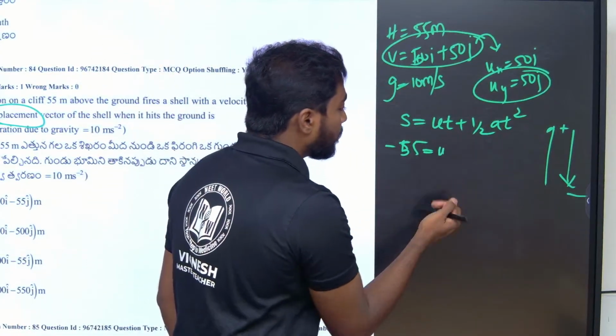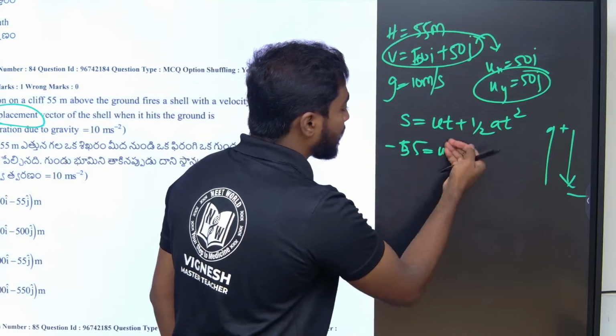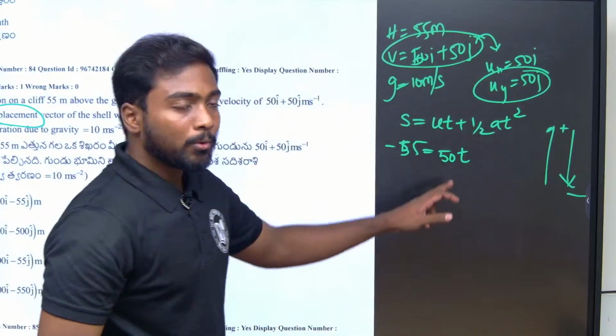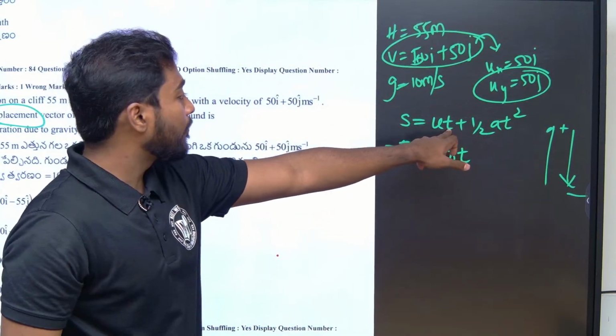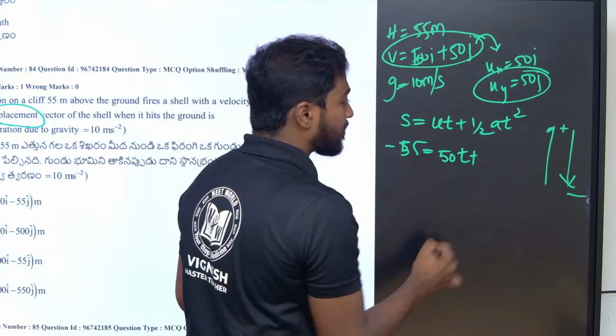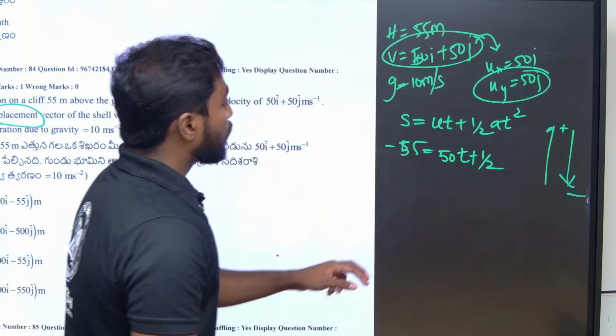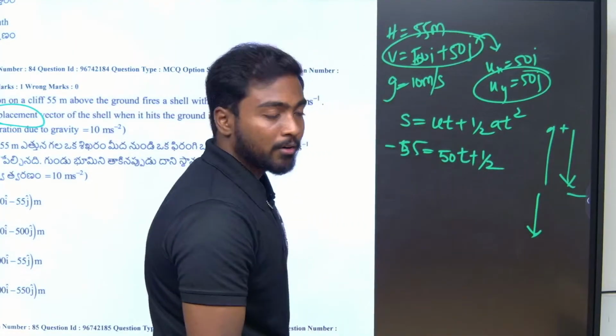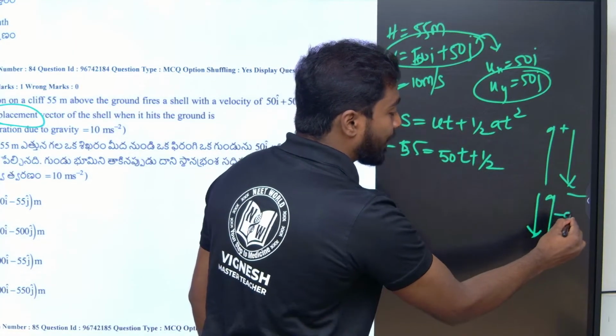So uy, I will write it here, that is 50j, 50 into t. I don't know the value of the variable t, so I will keep it as it is, plus half into. I am throwing the stone upward, and gravity is always acting downward. When I am throwing up, it is minus g.